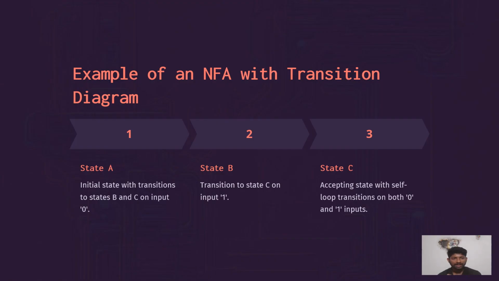So now, let's look at an example of an NFA with transition diagram. First, state A. Initial state with transitions to states B and C on input 0. Second, state B. Transition to state C on input 1. Third one, state C. Accepting state with self-loop transition on both 0 and 1 inputs.